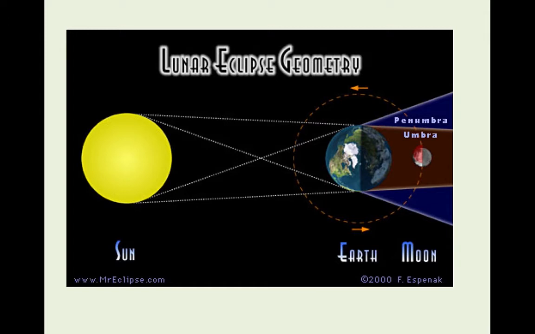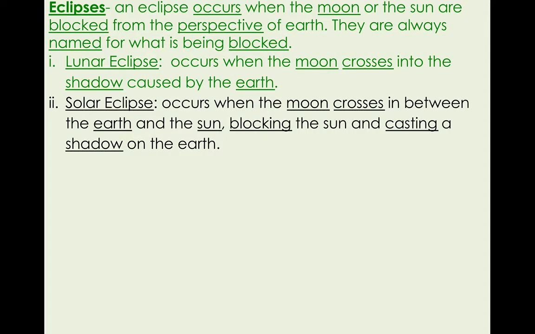You can see that, of course, because the earth is so much bigger than the moon, there's a comparatively pretty big shadow being cast. So this is something that is going to entirely cover the moon, and it's going to travel through these different parts of the shadow, which is going to give us different kinds of lunar eclipses. More on that later. All right, a solar eclipse occurs when the moon crosses in between the earth and the sun, and it blocks the sun and casts a shadow on the earth.